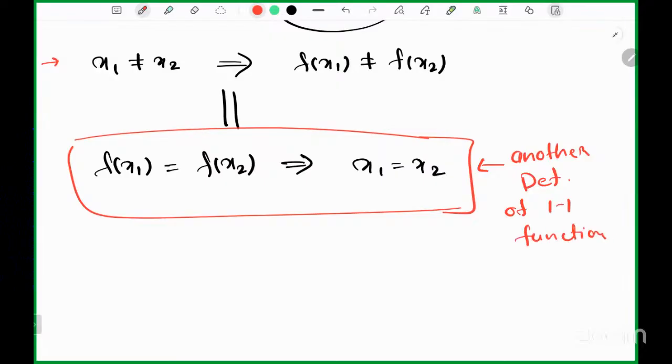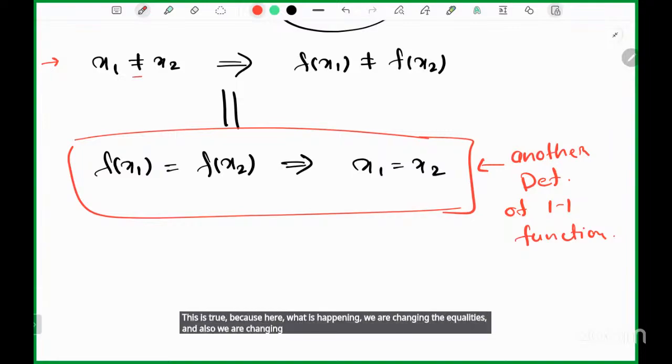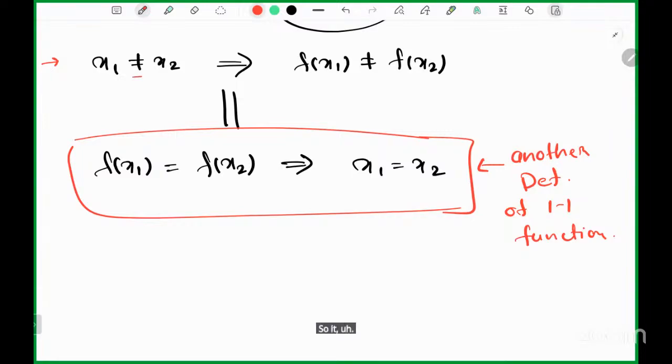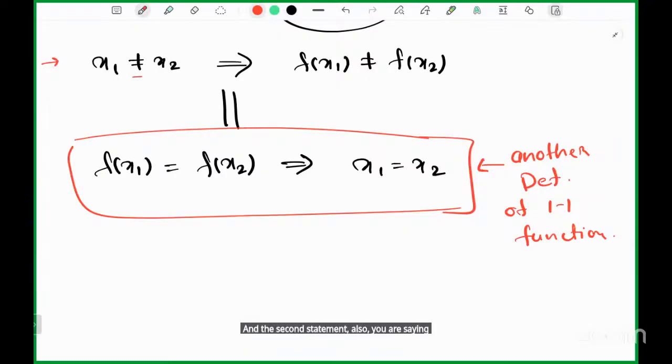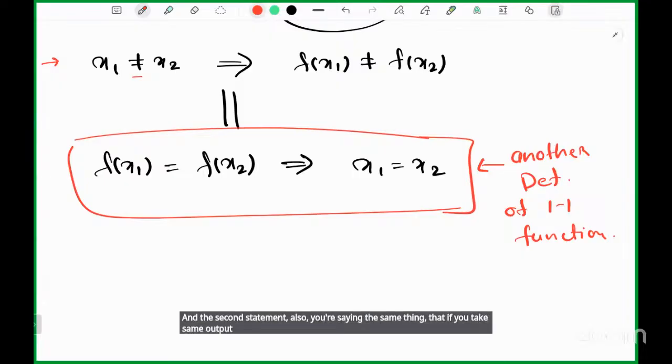This is true, because here we are changing the equalities and also changing the negation. So both statements refer to the same thing. In the first statement we are saying that if you take two different inputs, the output will be different. And the second statement is also saying the same thing: if you take the same output, then that output is related to only one single input.